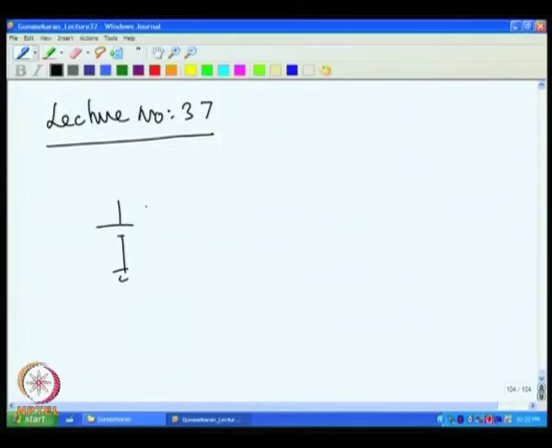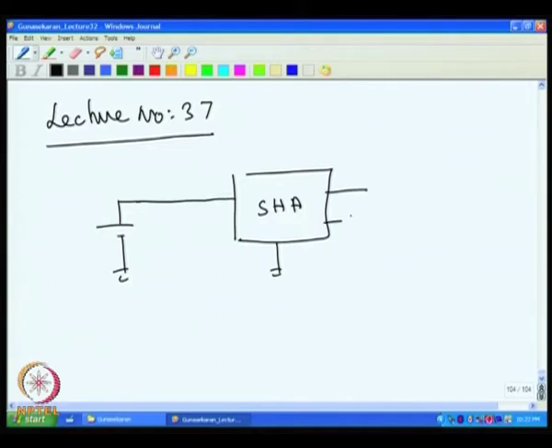Today's lecture we will continue our discussion about sample and hold amplifiers, where we were discussing the successive approximation ADC and its usages. If I had to digitize some analog input voltage, the analog input voltage is given through an SH amplifier, and the output of the SH amplifier is given to the A to D converter. That is the scheme, and then you get a digital output from the ADC.